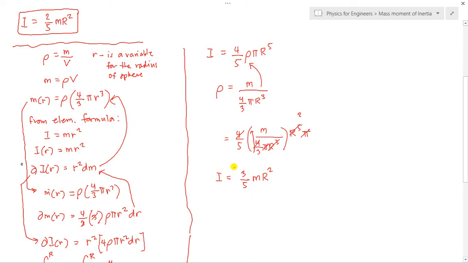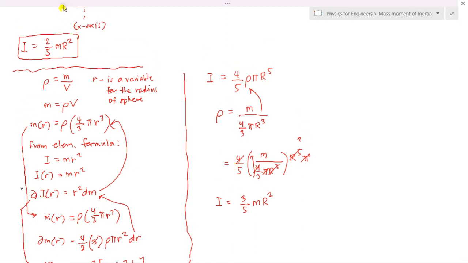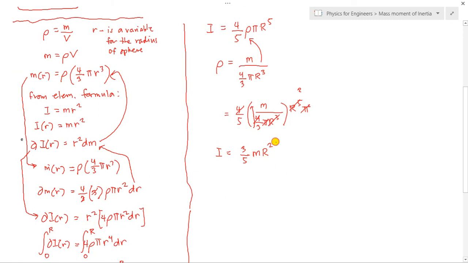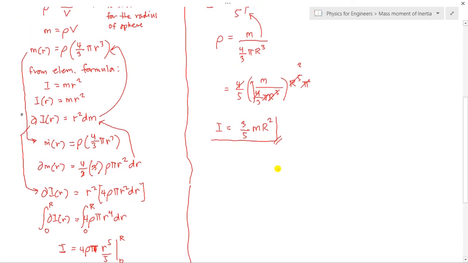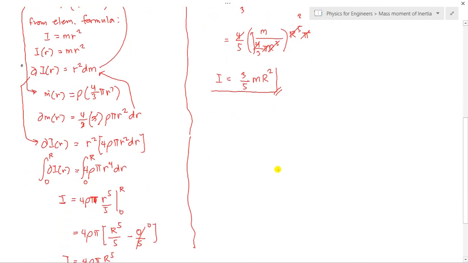Okay, this is 3/5, sorry, this one is 3/5. So therefore, that is the mass moment of inertia for our solid sphere. Okay, my question, Mr. Pagas.